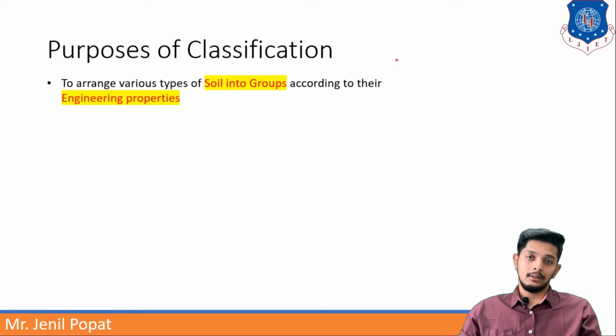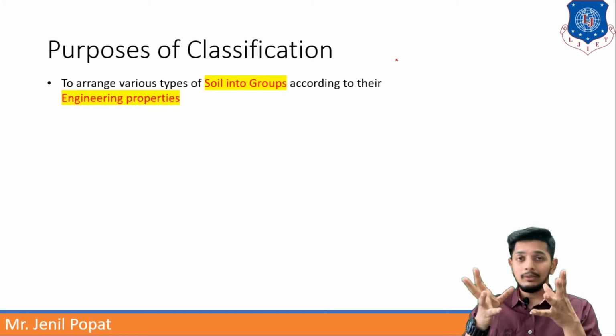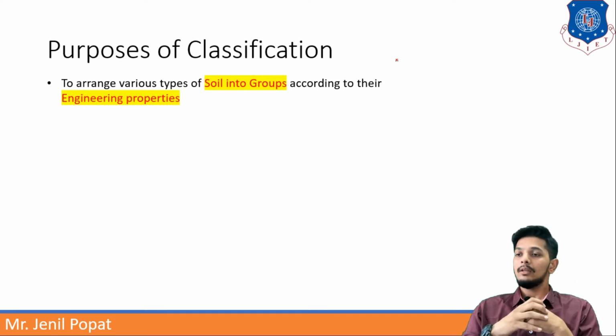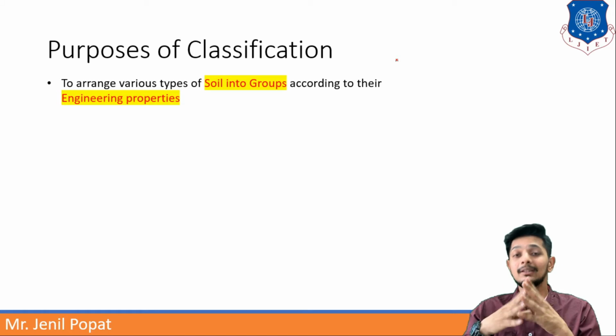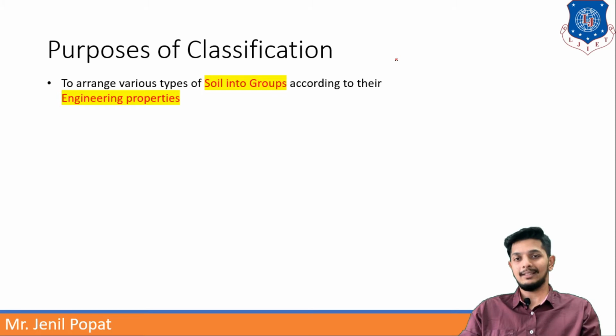Purposes of classification. So what are the purposes? Why are we classifying the soil? What is the need for classifying the soil? Without classifying, can we not work? We can, but the classification is necessary due to these reasons. Let us understand them. First, to arrange various types of soil into groups according to their engineering properties. So basically we are grouping different types of soils into one group so that similar engineering properties can be identified by the groups only. This is the first necessity.